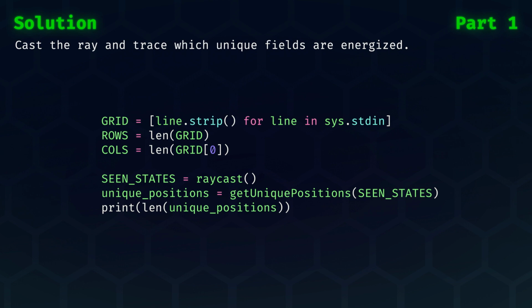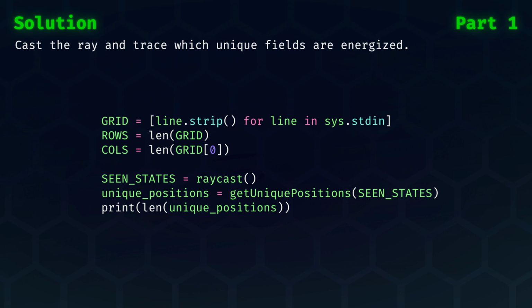On a high level, we, of course, just have to cast the ray and trace which unique fields are energized. So in our solution outline, we parse the grid and we collect all states that we see during our simulation that's triggered by the raycast function. Then, from these states, we'll extract the unique positions. The number of those positions is the answer of part 1.